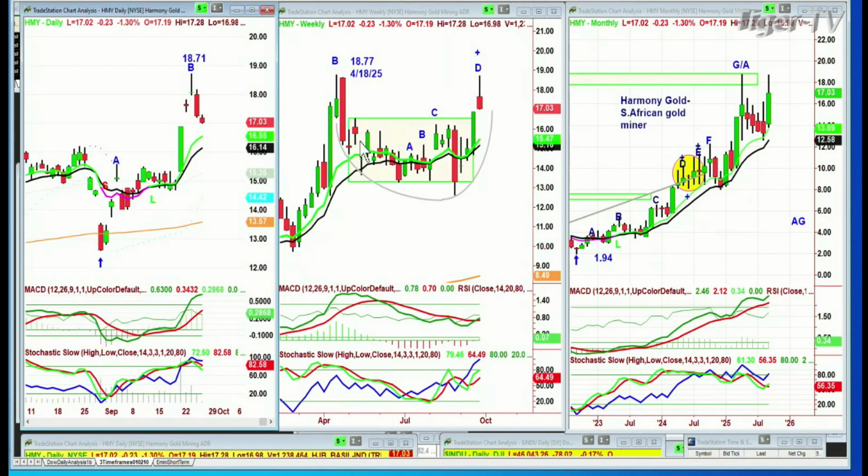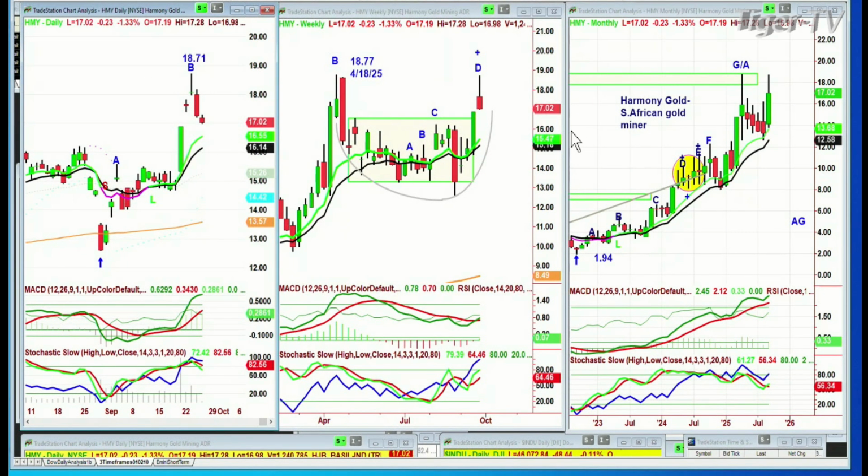It goes from 18.77 back in April of this year. It pulls back under 13, and then on a lopsided gravy cup pattern, it runs all the way back to where? 18.71, 6 cents away. I mean, I don't know how these things do that. And now it's pulling back, it's down 23 cents.